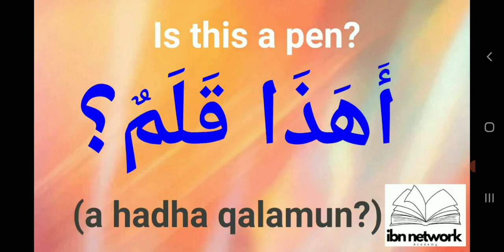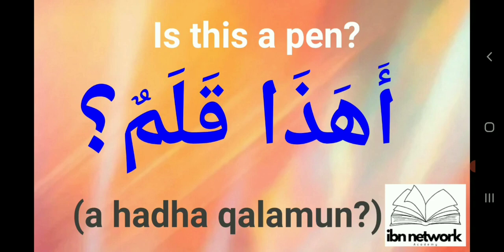The right thing to do when you are in doubt of what you think you know is to introduce Alif Hamza, the letter A at the beginning of your sentence by saying Ahadha qalamun. Ahadha qalamun. Is this a pen? Repeat it once again. MashaAllah. So this says Ahadha qalamun.